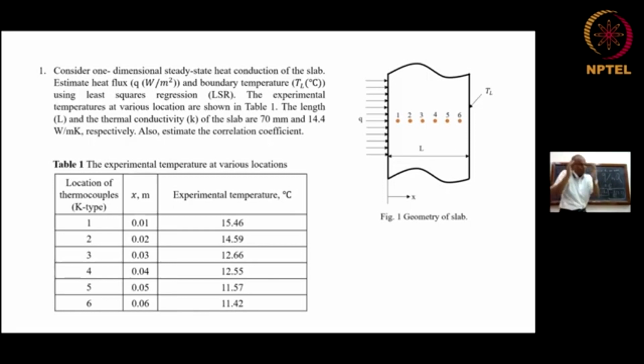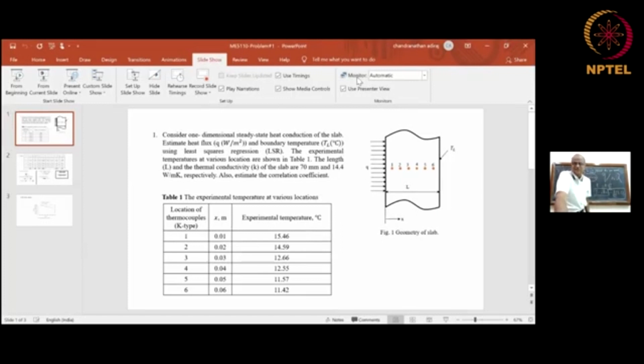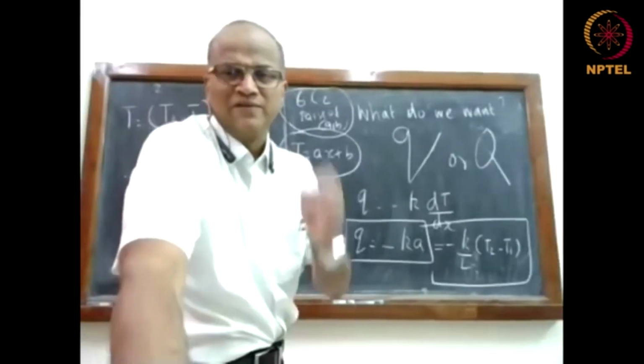Therefore, I need to have a proposal. I need to have a proposal which will go outside the realm of heat transfer. I need to have a proposal to get the best values of A and B. So now, welcome to inverse heat transfer. Is it okay? Yes, we'll do this tomorrow. I hope I've set the stage for this.